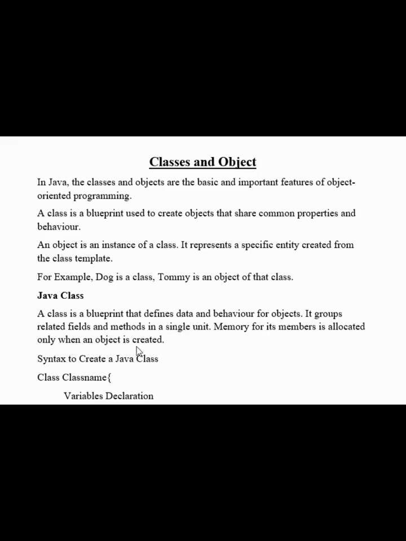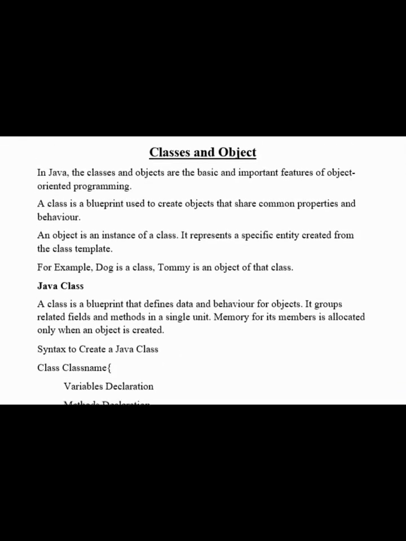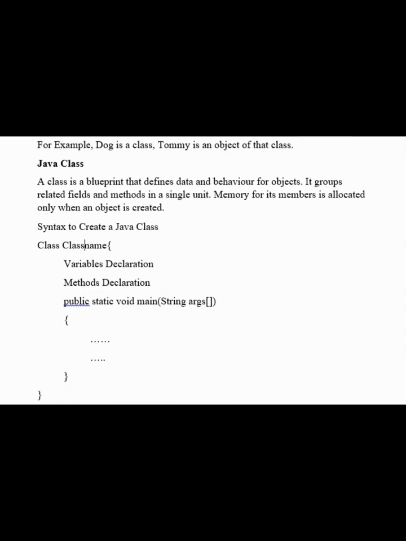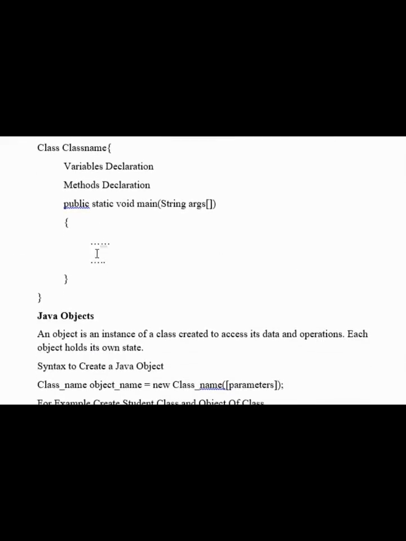The syntax to create a class is: class name, variable declaration, method declaration, then public static void main, String args, which is the main method. In this main method, p, s, v and m are small, the S of String is capital, and the a of args is small. Then the body of the main method, and the class ends.